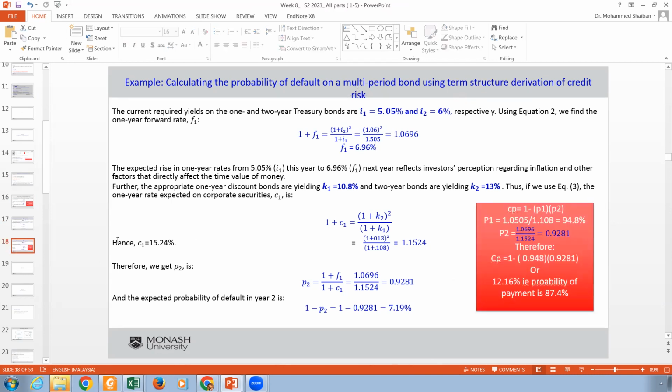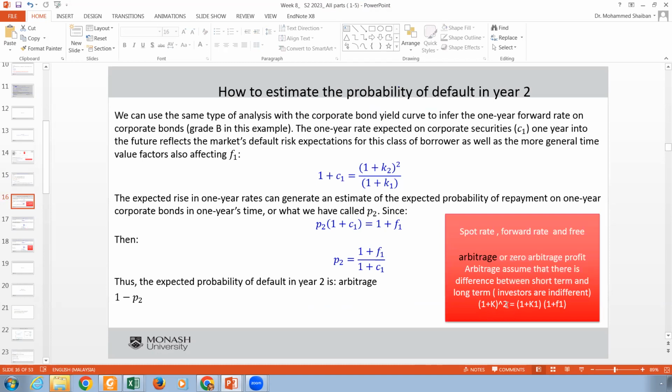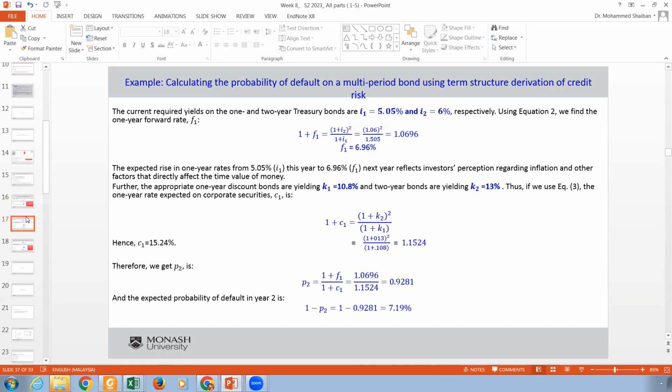you know now this one, which is spot for 2 years, and you know this one. So in this case, you can calculate the F1, the forward for year 1, which is what we are doing here. So to calculate, I did the same equality, and I found the forward rate to be 6.96 for year 2, which is the forward rate for the risk-free.